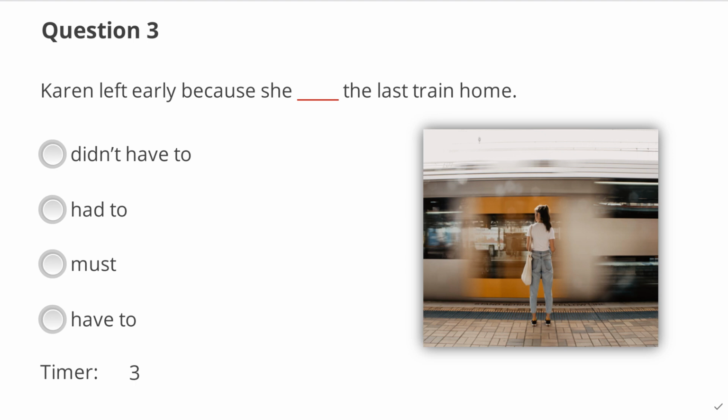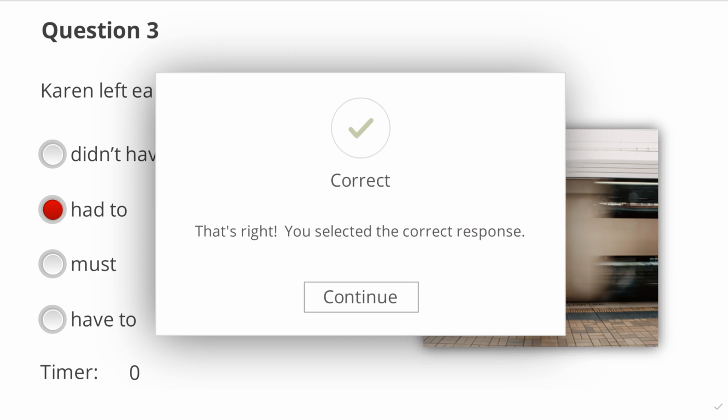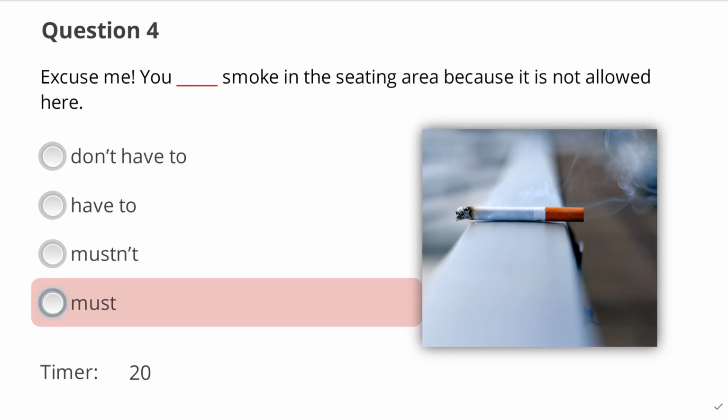So Karen left early, so we're talking about something which happened in the past. Therefore we need to use the past form had to. Let's check that button. Okay, question 4.